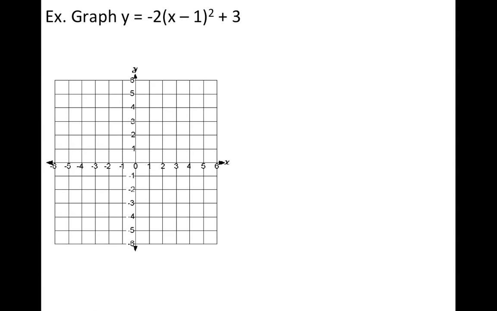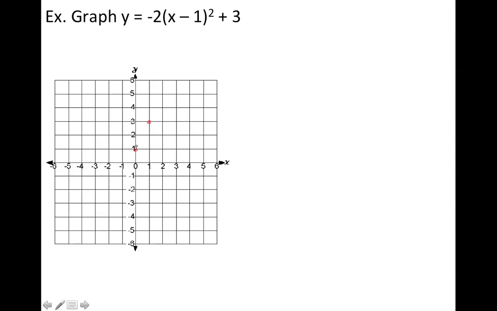So we then need to graph this function. Again, plot your vertex. So our vertex will be 1, 3. And then we have to figure out some more points. So if we plug in 0, 0 minus 1 is negative 1. Square it, we get 1. Multiply by negative 2, so we have negative 2. Add 3, we get 1.